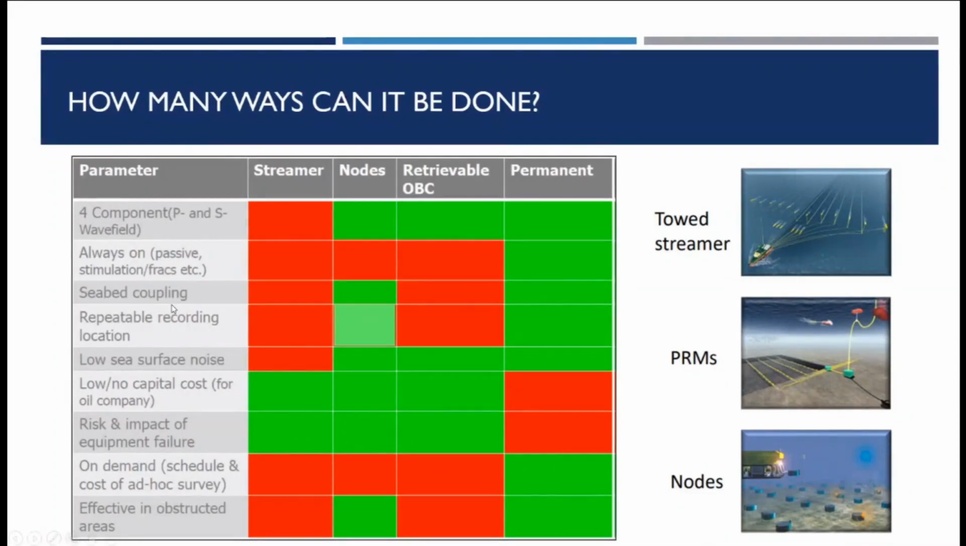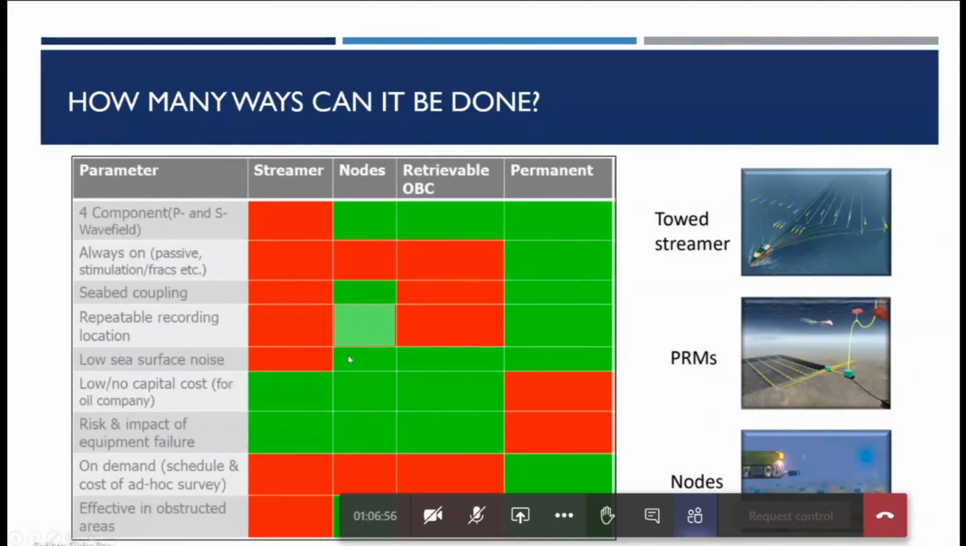When it comes to the repeatable recording locations, best to repeat it with nodes and permanent seismic. Low sea surface noise, best with these, not with streamer.